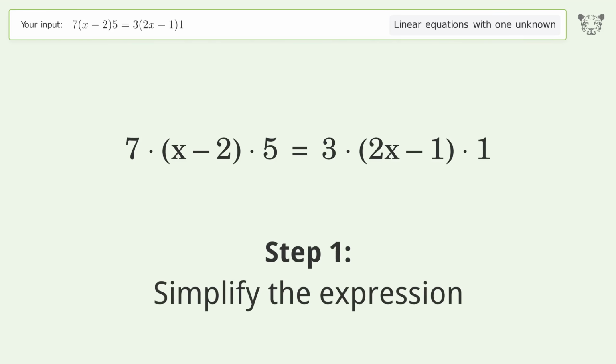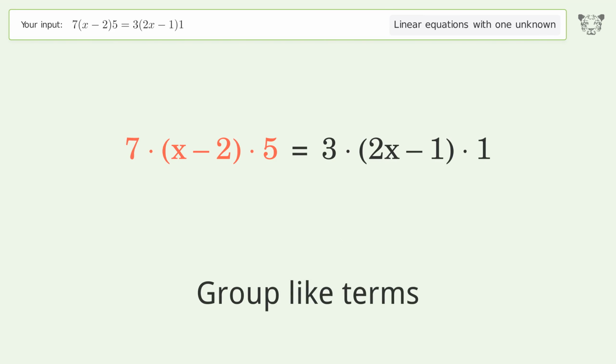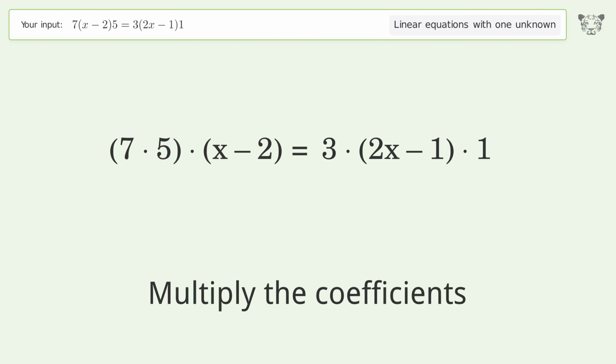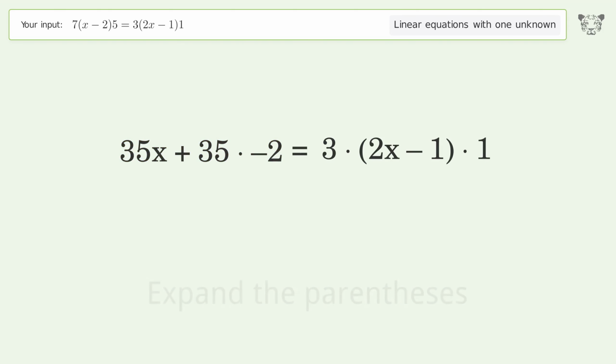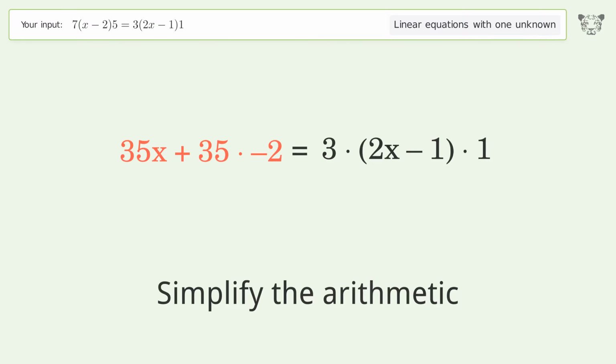Simplify the expression. Group like terms. Multiply the coefficients. Expand the parentheses. Simplify the arithmetic.